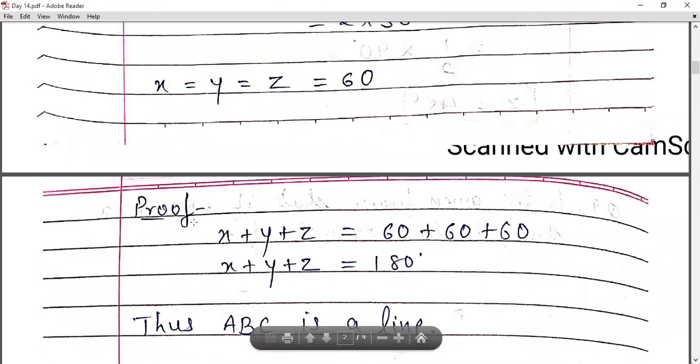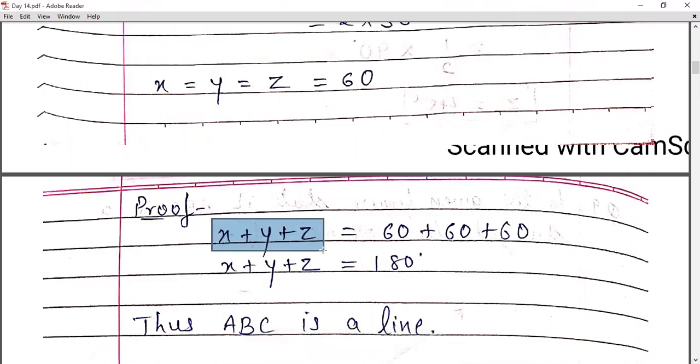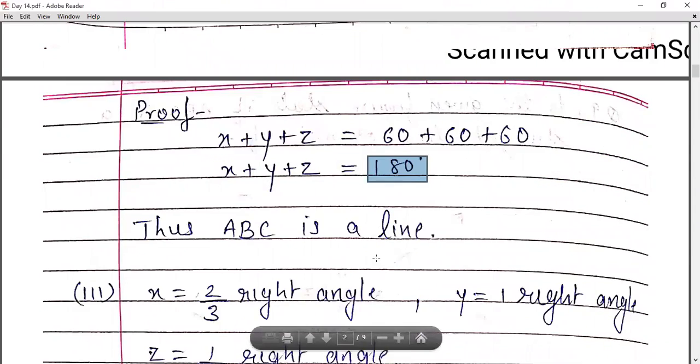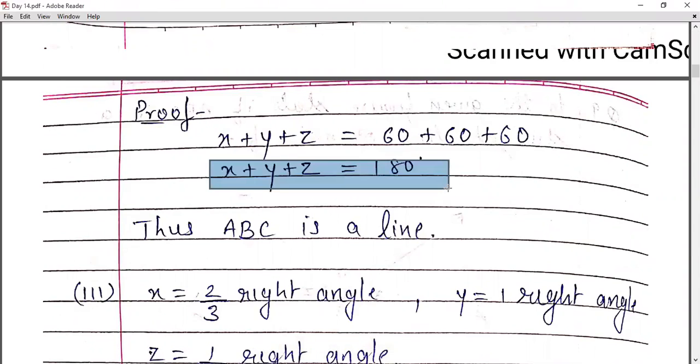Again, in the proof, taking the left hand side, LHS as X plus Y plus Z, substituting the values of X as 60, Y as 60, and Z as 60, on adding these, you'll get the sum as 180 degrees. Now, since X plus Y plus Z is equal to 180 degrees, hence ABC is a straight line.